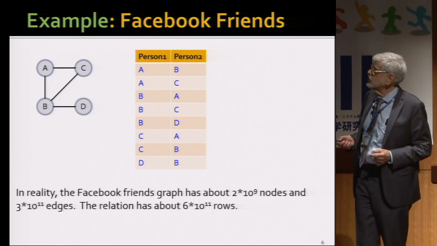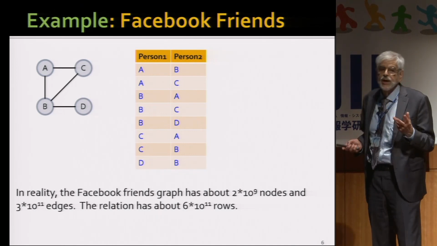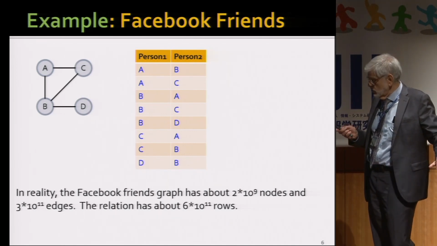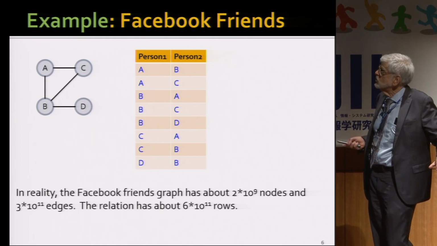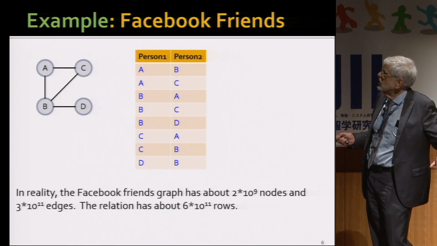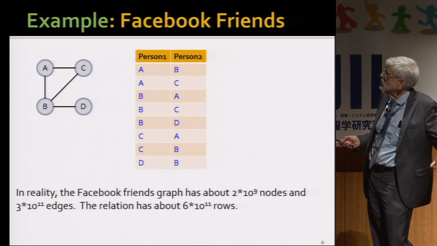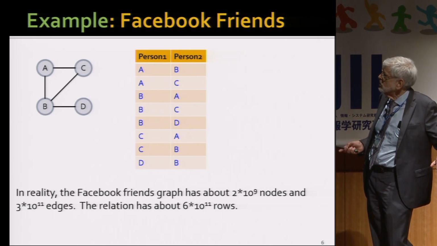Okay, so here's a picture, a very little graph, as if Facebook only had 4 users instead of 2 billion. This is what it might look like. So you can see, for example, A and C are friends. D is friends with B, but not with A or C. And here's the relation that represents this. That is, A is friends with B and C, so that explains the first 2 rows. B is friends with everybody else, A, C, and D, so that's these 3 rows. C is friends with A and B, and that's these. And then D is friends with only B, so that's that.